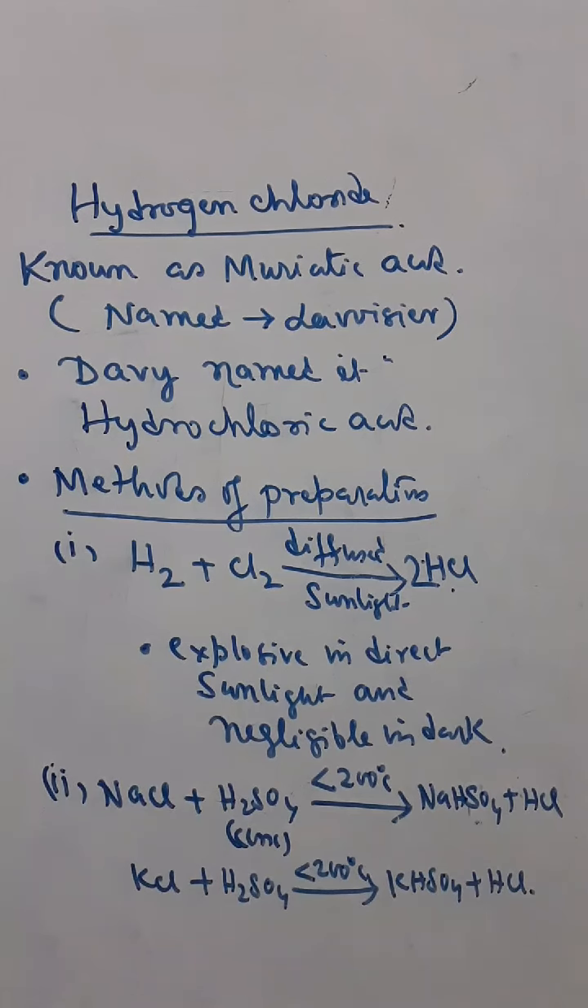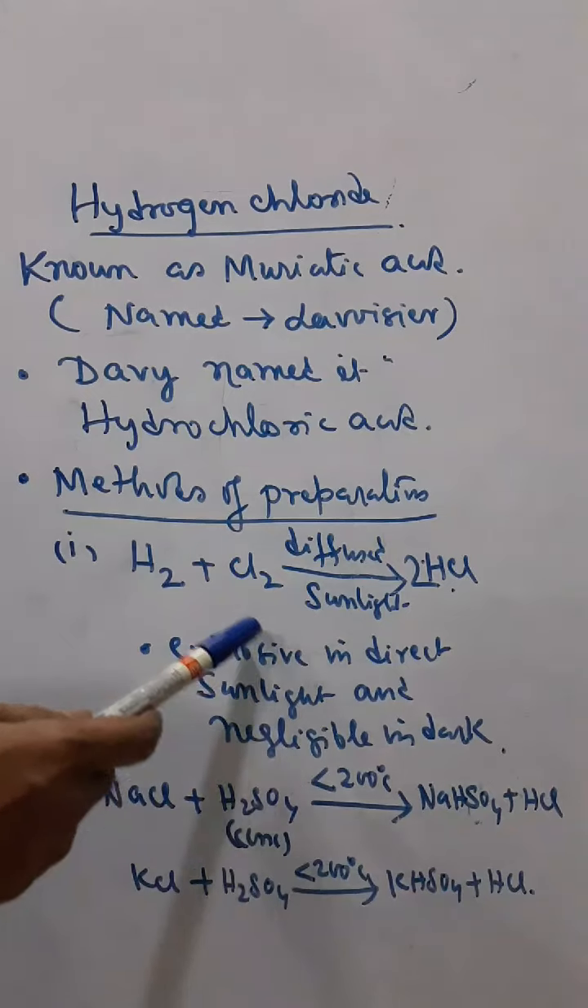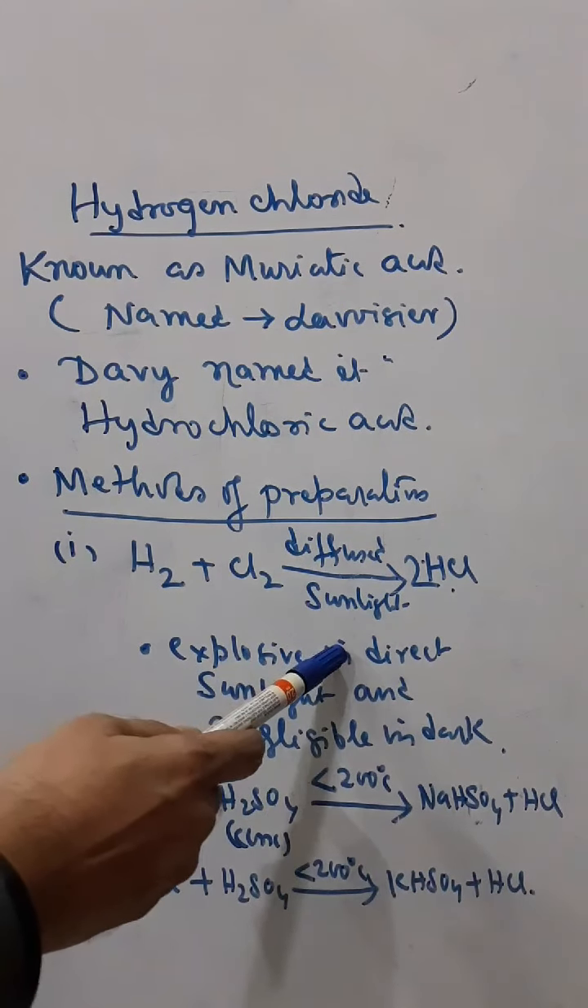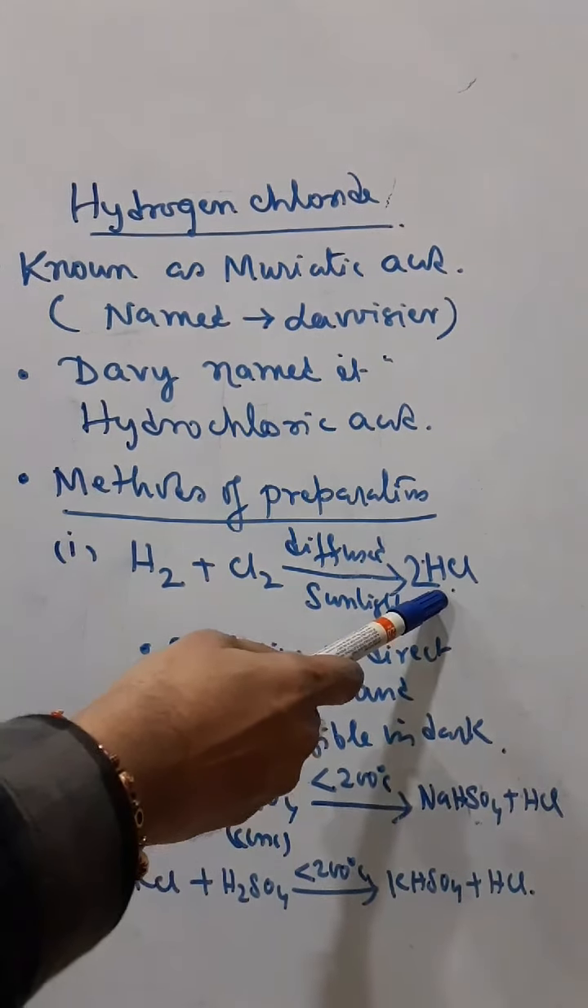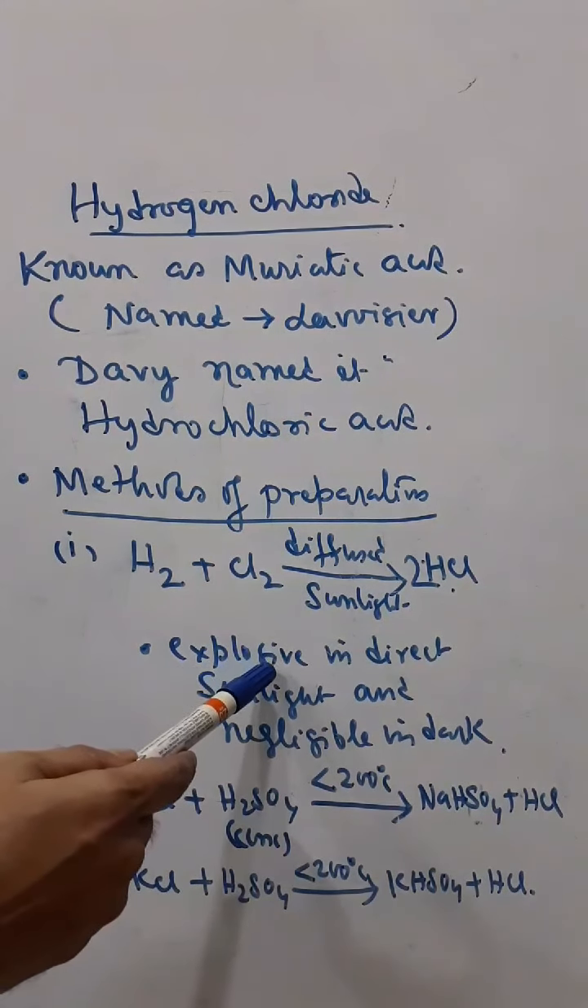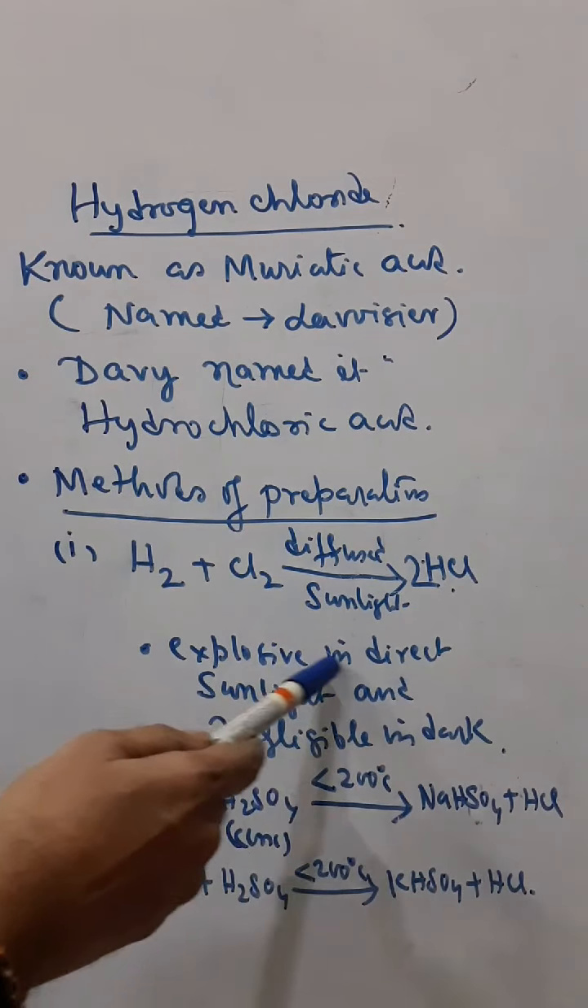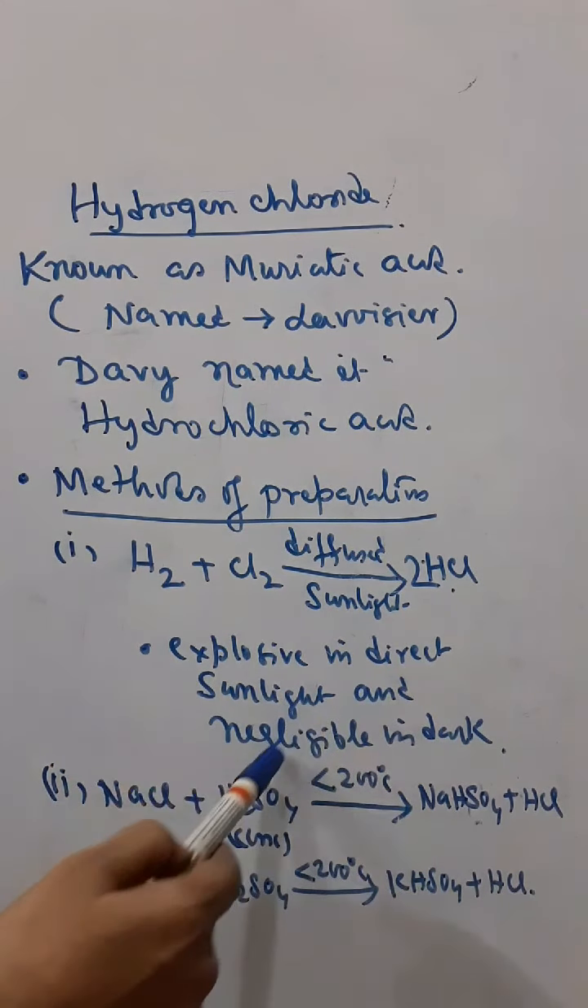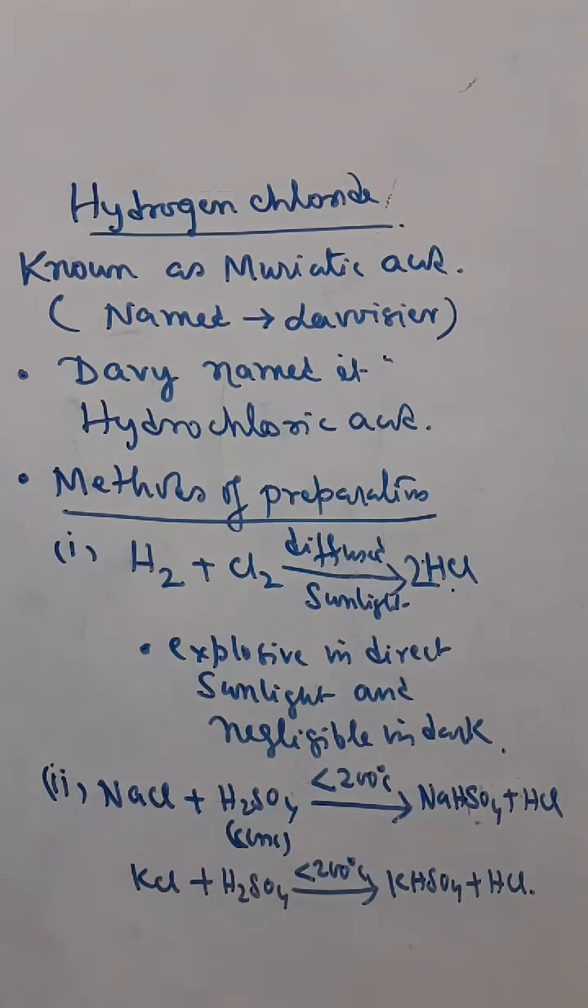Now, the general methods of preparation of hydrogen chloride gas. The first method is by direct combination, that's by synthesis. Hydrogen directly reacts with chlorine in presence of diffuse sunlight to give hydrogen chloride. Now, why diffuse sunlight? Because this reaction is explosive in direct sunlight, and the reaction is negligible in dark. So diffuse sunlight is taken.